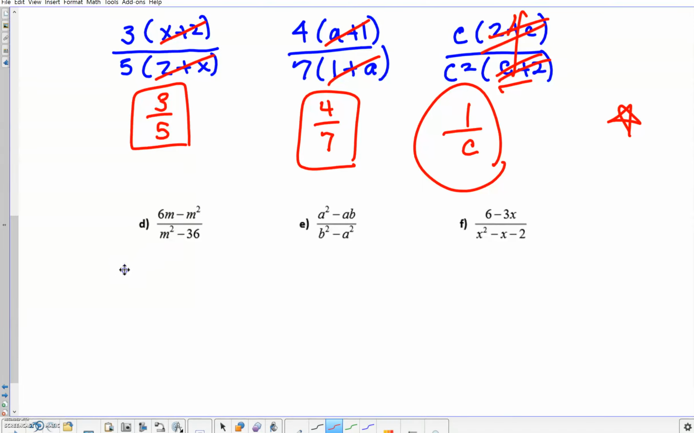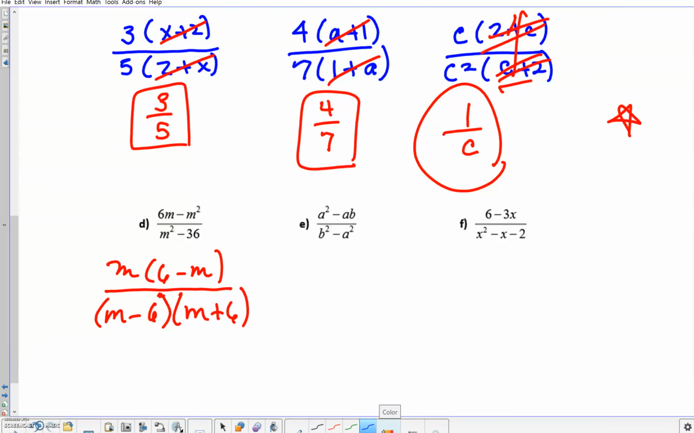D, I'm going to factor out an M, and that's going to leave me with 6 minus M. And in the denominator, oh, it's a difference of squares, so it's M minus 6 and M plus 6. Now, as we cancel these, you need to realize that M minus 6 and M plus 6 are different. However, here, these are almost the same thing. So remember that M minus 6 is like the negative of 6 minus M. So I will go ahead and write this as negative 1 times 6 minus M. So now, the 6 minus M's will cancel.